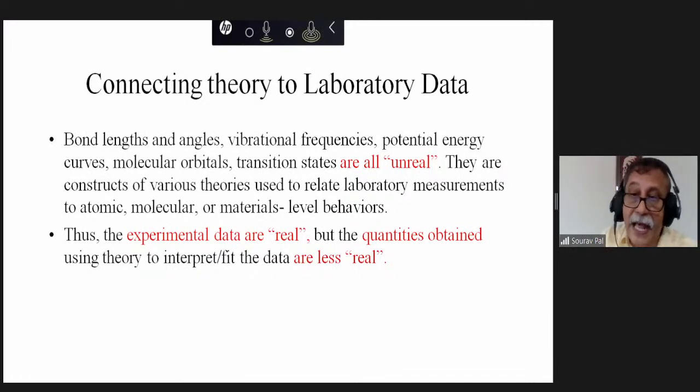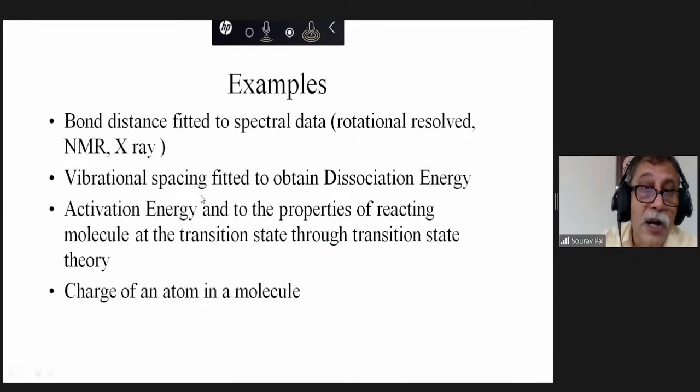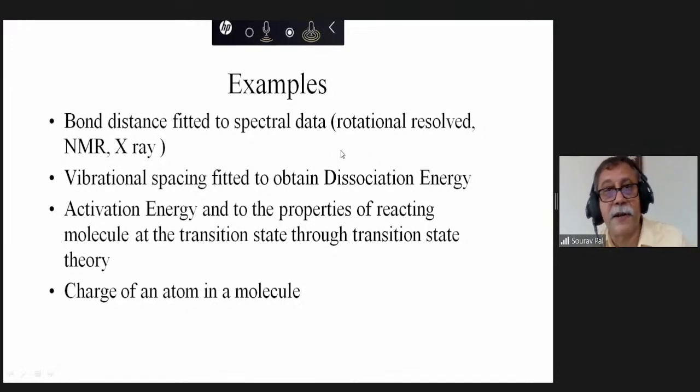So experimental data are real, but very often when you do fitting or interpret by theory, they are somewhat less real. I'm not saying they are not real, but they're less real. It's very difficult to exemplify more than this. For example, a bond distance. You don't get bond distance by experiment. You actually get spectral data like NMR, X-ray, rotational results from which bond distance is fitted. Vibrational spacing is also used to fit and obtain dissociation energy, but you don't get dissociation energy directly. You get it from the vibrational energy, activation energy. Similarly, the charge of an atom in a molecule.